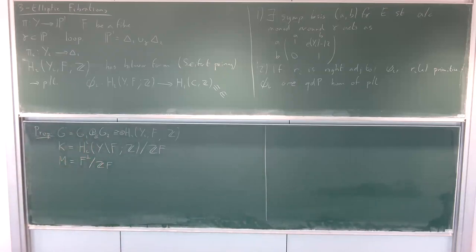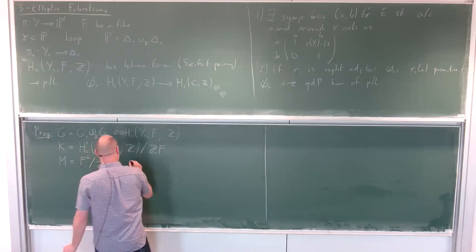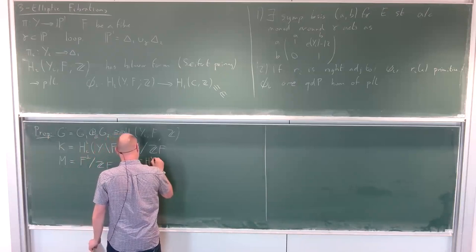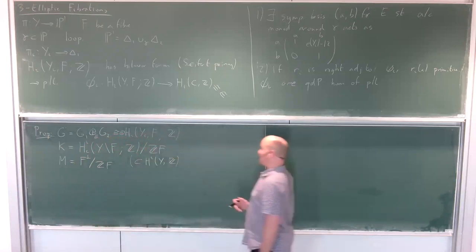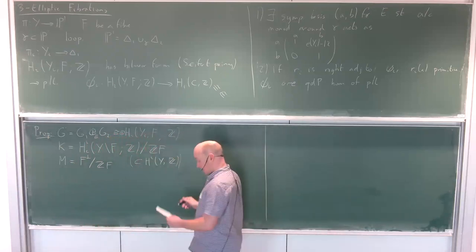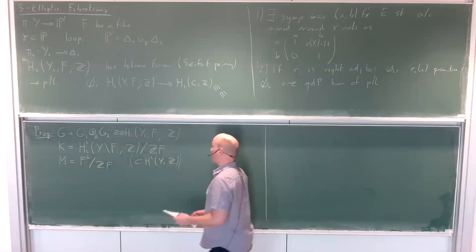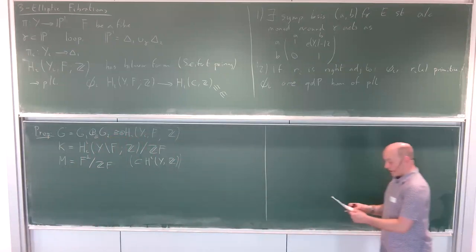So both of these, M, this orthogonal complement is taken in H2 of the K3 surface. So this is sort of a subset of H2 of Y, the integral second cohomology of Y. Make sure I'm on the right place.